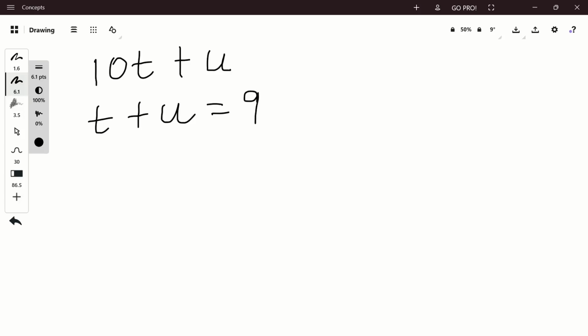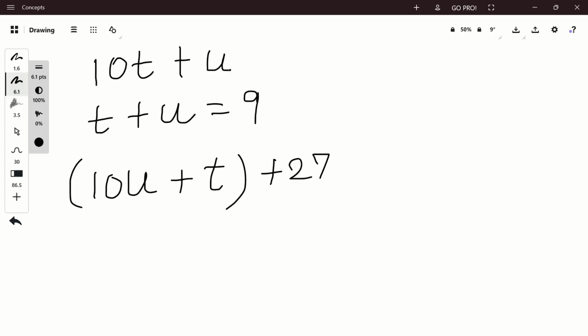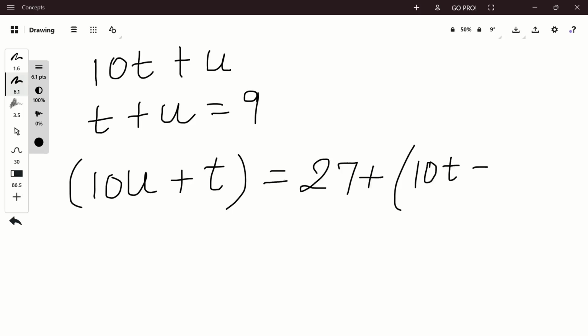The new number when we interchange digits is 10u plus t. The new number is greater than the original number by 27. That is, 10u plus t is equal to 27 plus the original number, that is 10t plus u.